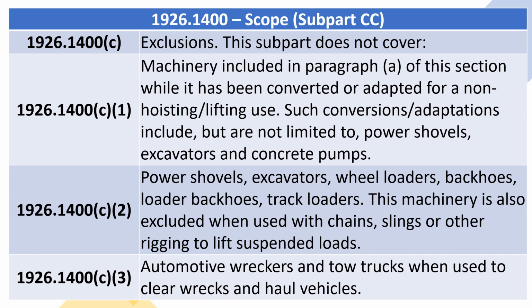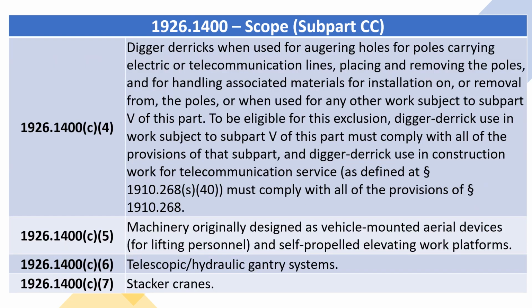(3) Automotive wreckers and tow trucks when used to clear wrecks and haul vehicles. (4) Digger derricks when used for augering holes for poles carrying electric or telecommunication lines, placing and removing the poles, and for handling associated materials for installation on, or removal from, the poles, or when used for any other work subject to Subpart V of this part. To be eligible for this exclusion, digger derrick use in work subject to Subpart V of this part must comply with all of the provisions of that subpart, and digger derrick use in construction work for telecommunication service, as defined at section 1910.268(s)(40), must comply with all of the provisions of section 1910.268.